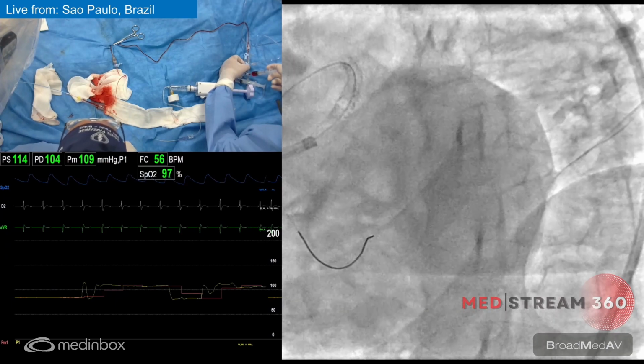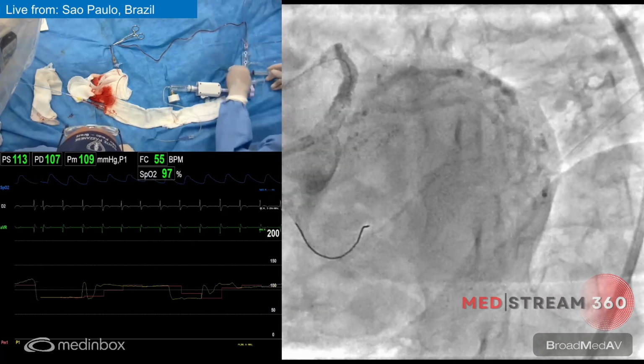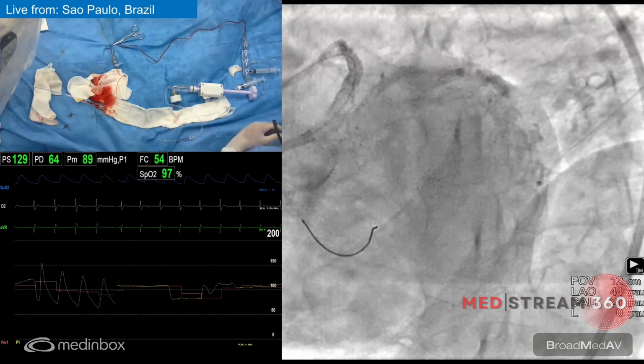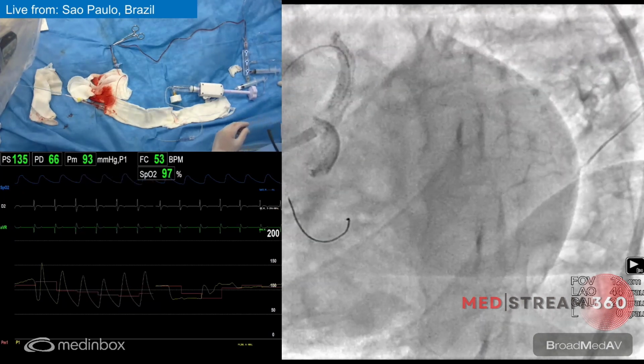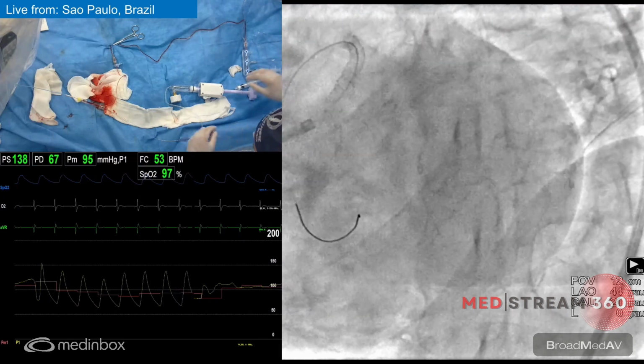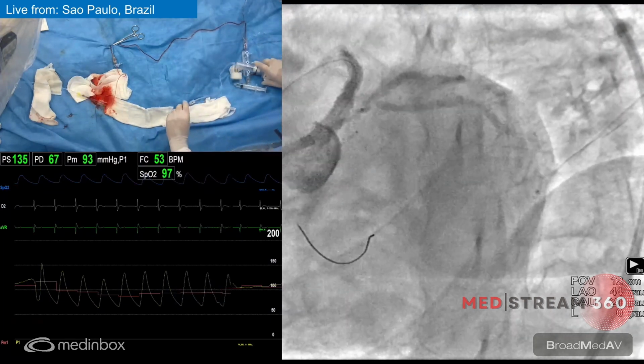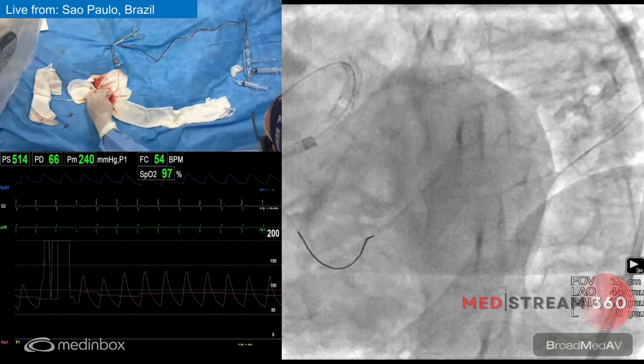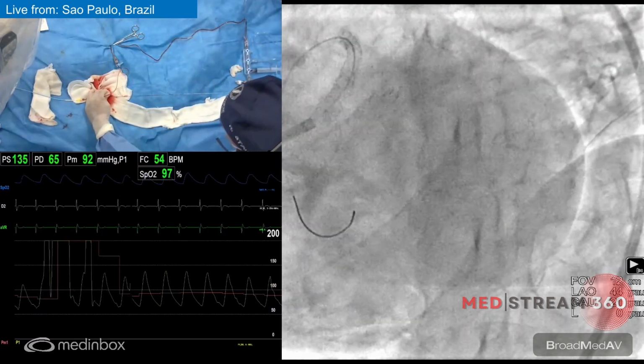Okay, let's take a PCI angle here. So that's a control angle. I tell you what, you could leave the circumflex like this. Yeah. Because it's fully open. After the POT, you see absolutely no compromise. That's a decision to be made. You can go recross and do a kissing. There is no clear benefit if you just leave it like this.